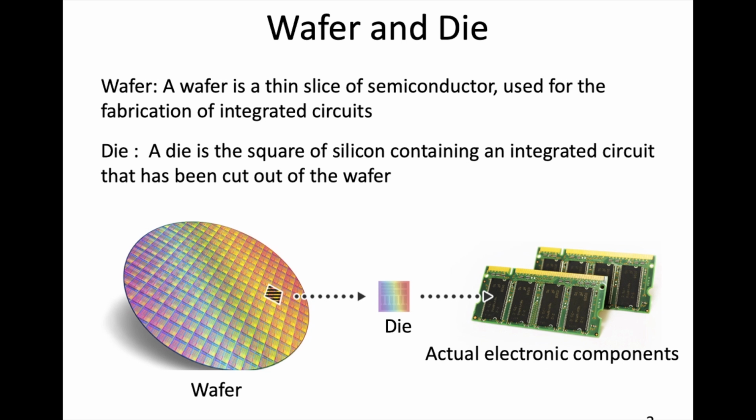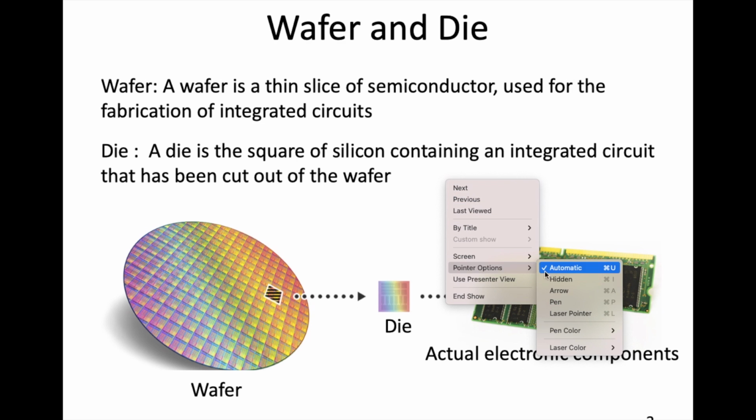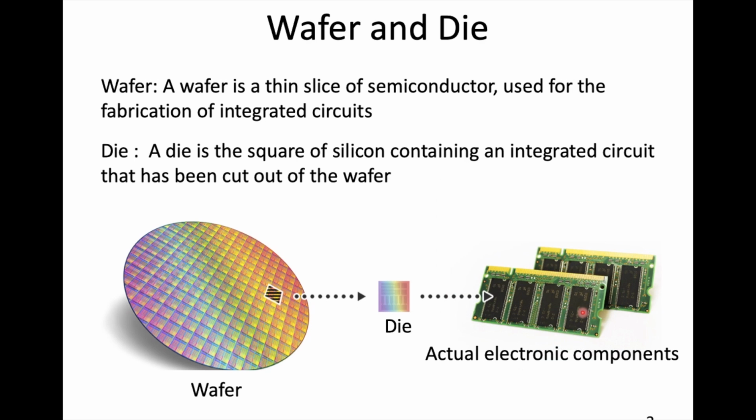Before going through the experiment or the assignment, I would like to introduce what a wafer and a die are. Here is a picture of a cylinder. We call it a wafer, and here is a small die, and finally it's very familiar to all of you. This is an integrated circuit.